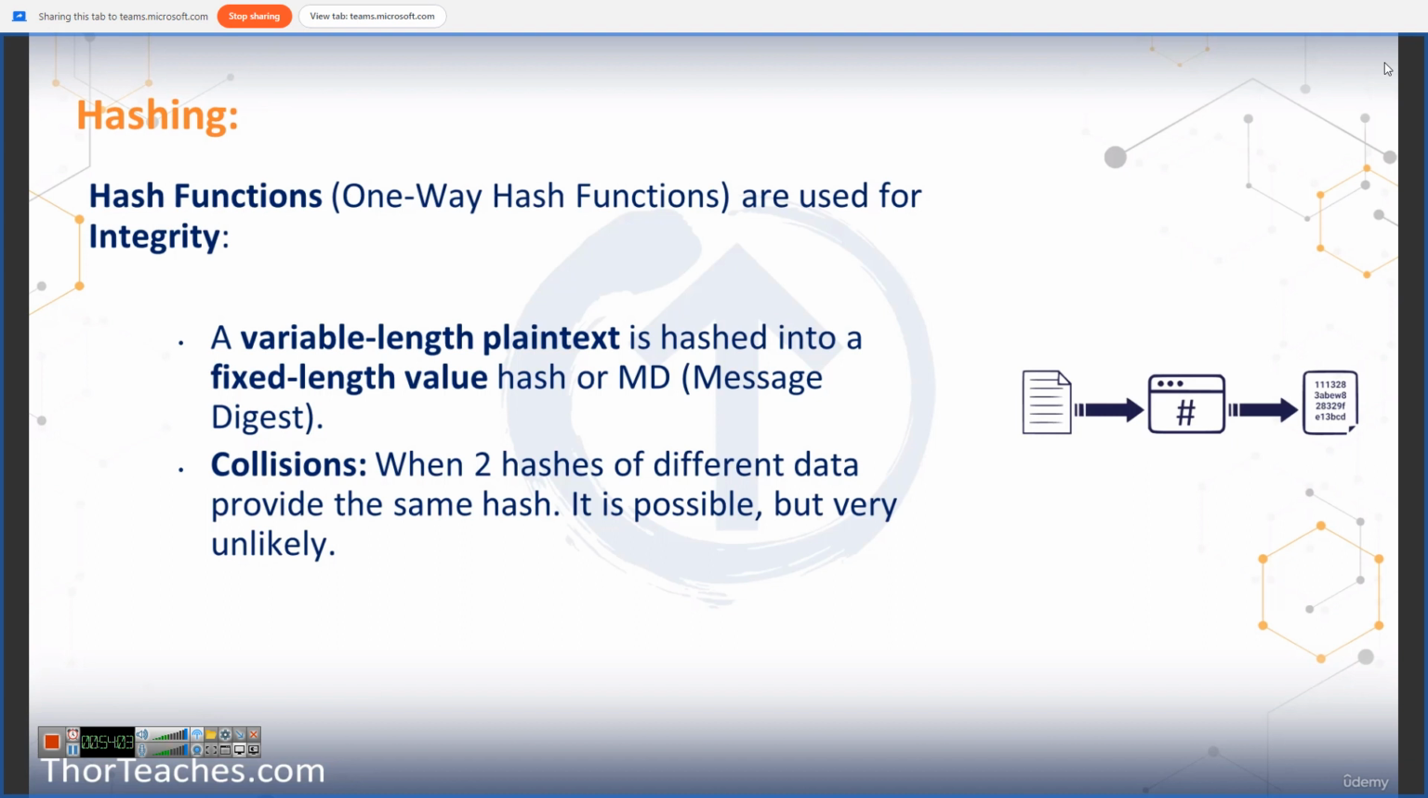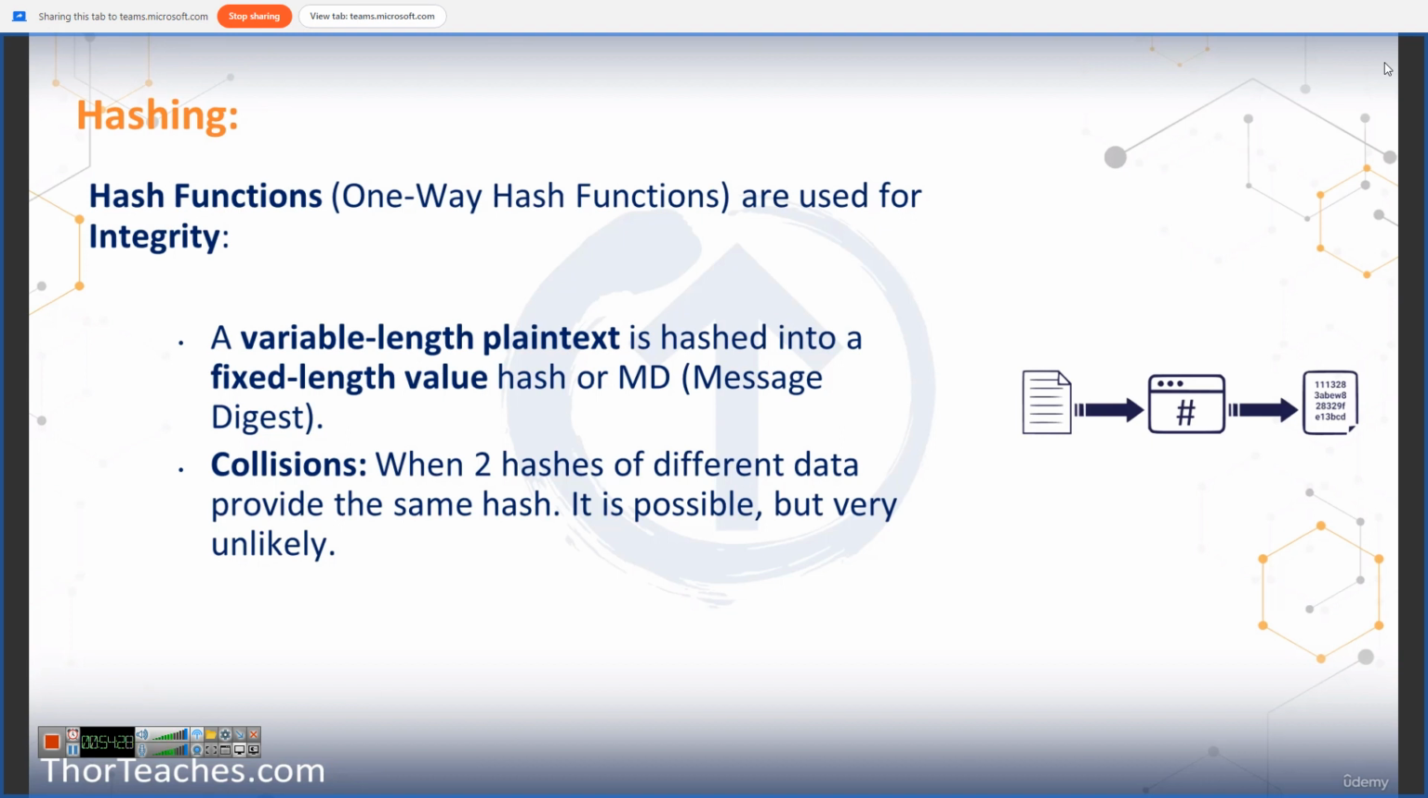Alright, let's recap. We talked about hash functions, and they are one-way functions, meaning they only work one way. You can't take the hash and then get the original plaintext. And we only use it for integrity. The keywords here were, it's a variable length plaintext that is hashed into a fixed length hash. So it doesn't matter if it's 20 letters or 20,000 letters, the output, the hash, is whatever length we choose.